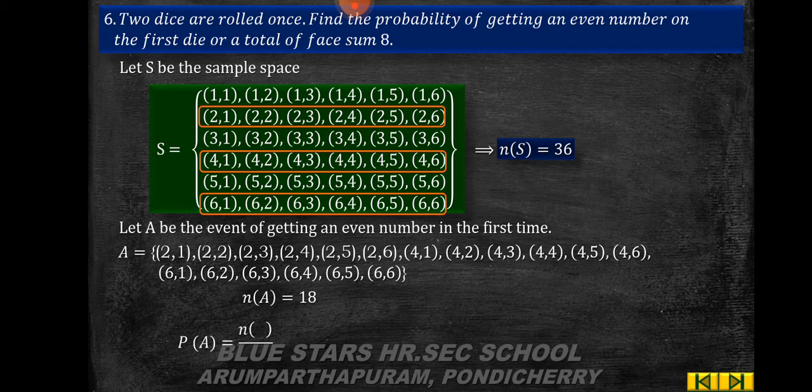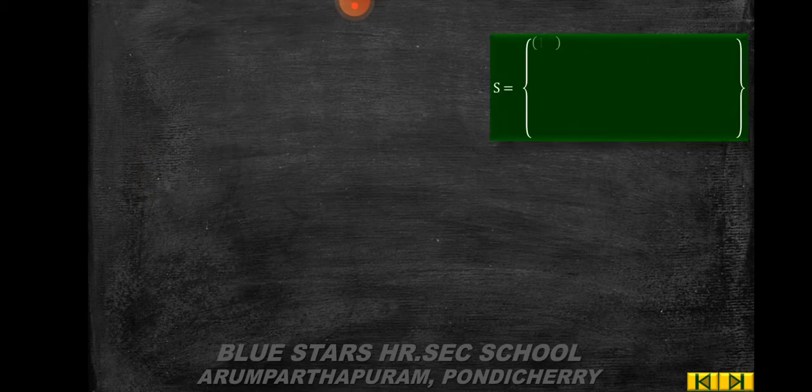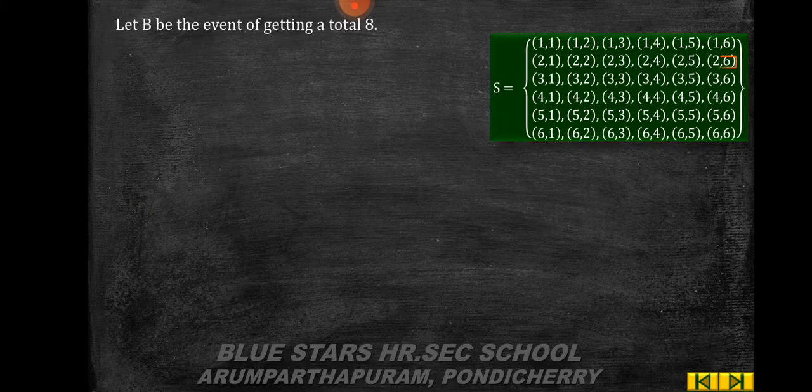P(A) is equal to n(A) by n(S), which is 18 by 36. Let B be the event of getting a total of 8. So here 2 plus 6 is 8, 3 plus 5 is 8, 4 plus 4 is 8, 5 plus 3 is 8, and 6 plus 2 is 8.